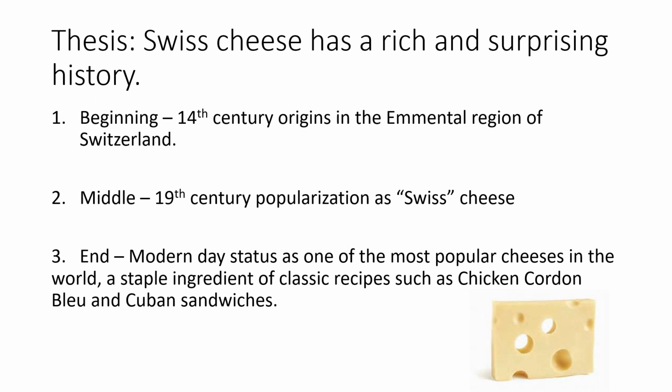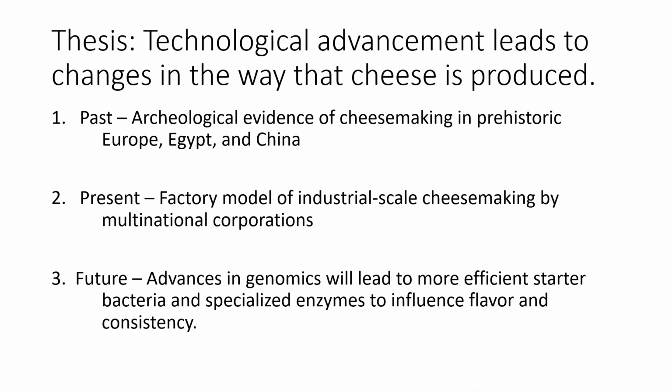Breaking down a history into 3 sections provides a clear strategy for organizing a narrative-style essay. Similarly, stories that are currently unfolding can be related with a past, present, future structure. The sample thesis, technological advancement leads to changes in the way that cheese is produced, can be discussed using a past, present, future model. The past section of my essay would describe archaeological evidence of cheesemaking in prehistoric Europe, Egypt, and China. The present section of my essay would describe the factory model of industrial-scale cheesemaking by multinational corporations.